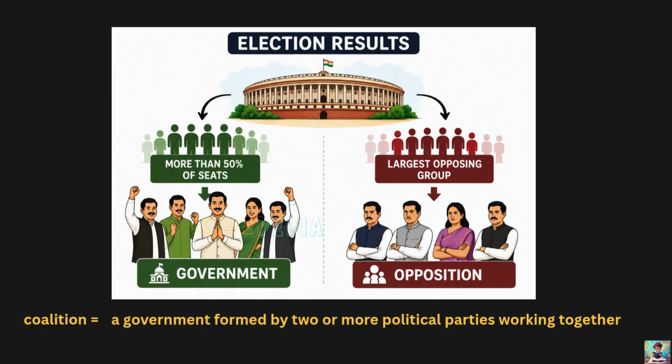So, what happens to the other major group? The largest group that does not form the government becomes the opposition. The opposition plays an important role by questioning and examining the government's actions.